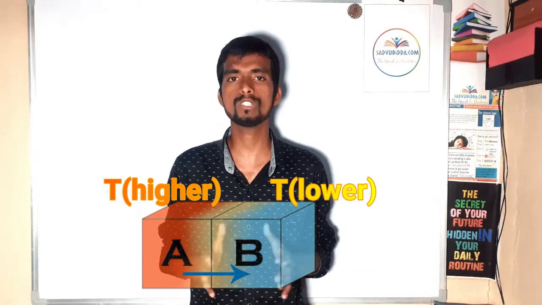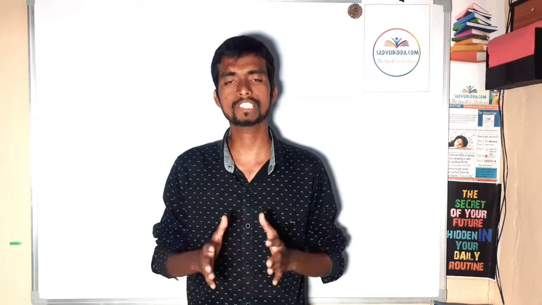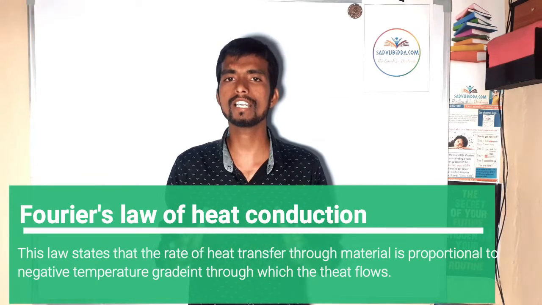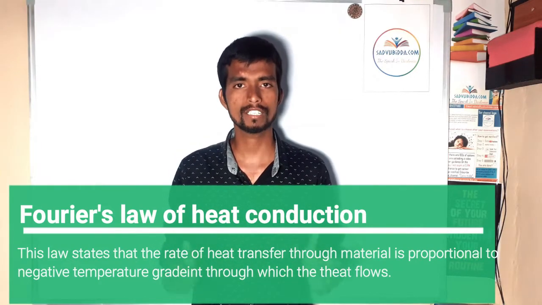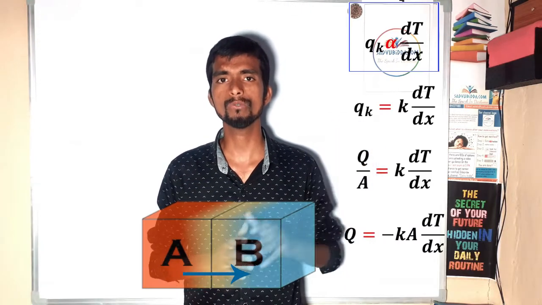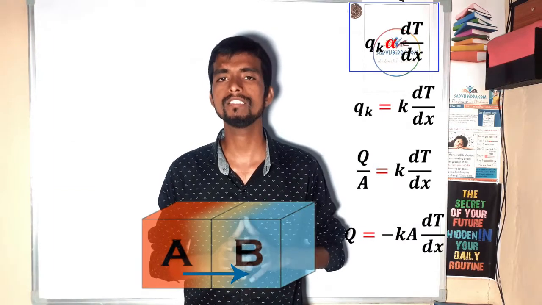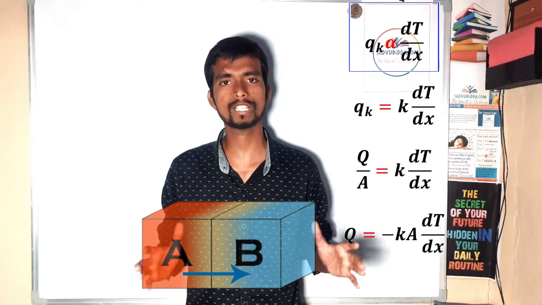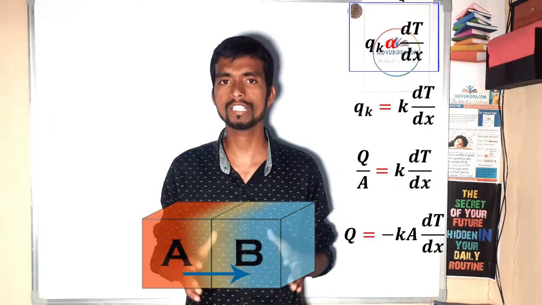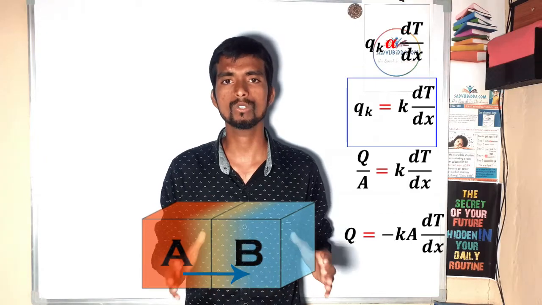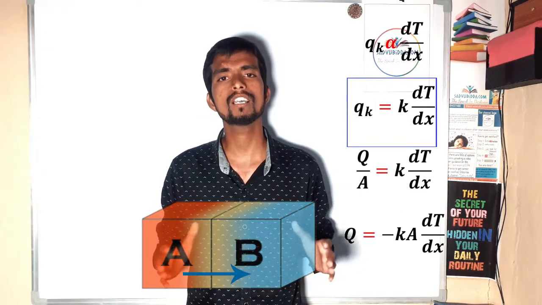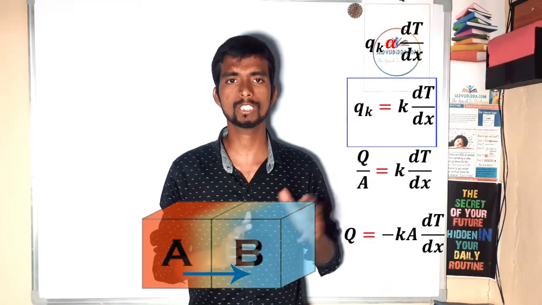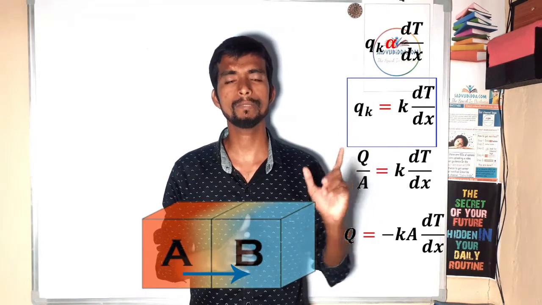For that, we have Fourier's law of heat conduction, which states that the rate of heat transfer between two solid blocks is directly proportional to temperature gradient. That is, small q is proportional to dT by dx. If we want to remove this proportionality, we have to introduce a proportionality constant. Here we are introducing k, which is known as coefficient of thermal conduction, also known as thermal conductivity. Small q is equal to k dT by dx.